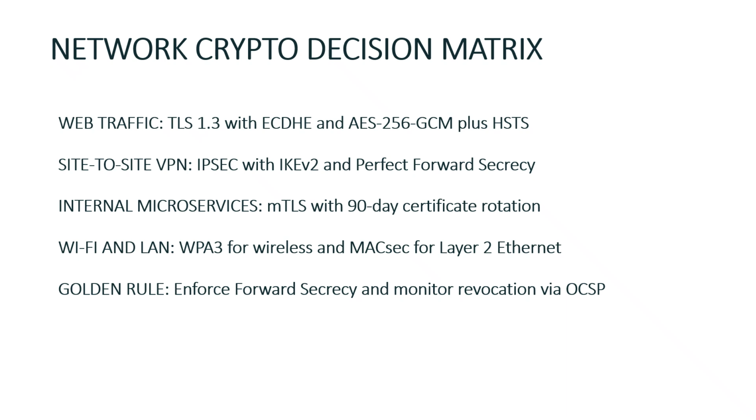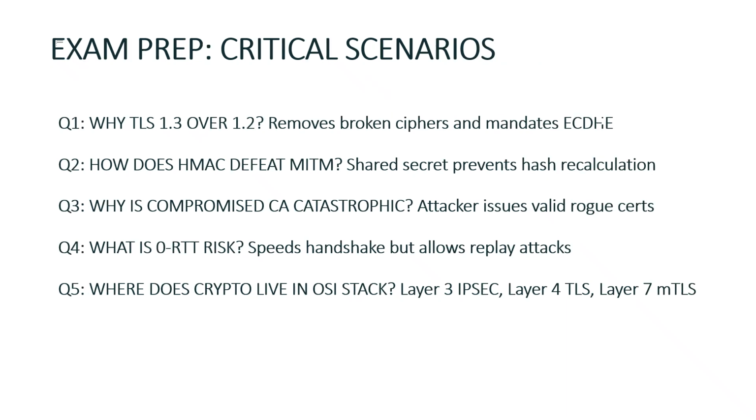For Wi-Fi and LAN, use WPA3 for wireless and MACsec for Layer 2 Ethernet. The golden rule across all deployments: always enforce forward secrecy and always monitor certificate revocation via OCSP. Exam prep, critical scenarios. Let us review the 5 critical exam questions.